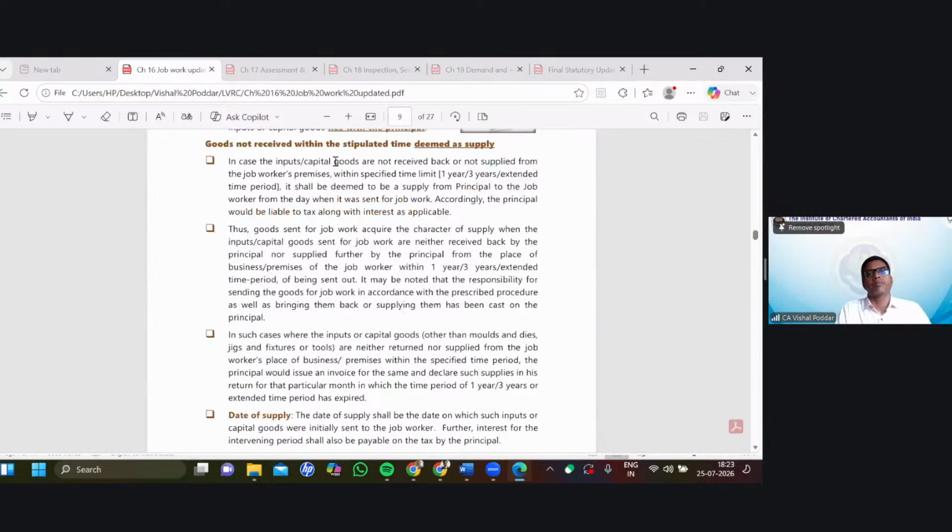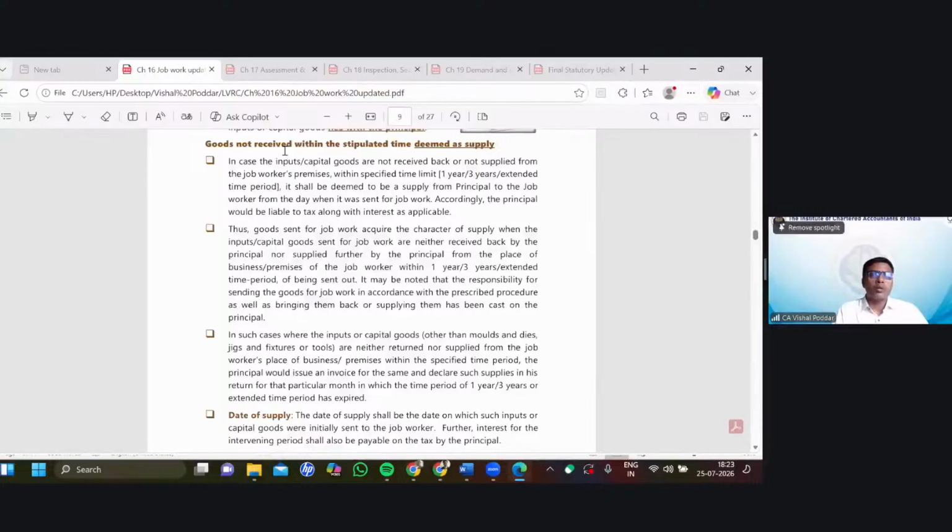Now, what will happen if the goods are not received back within the time limit of that 1 year or 3 years or the extension? We studied above that there was a requirement that you get back these inputs after processing within 1 year, or bring back your capital goods within 5 years with extension, without extension 3 years. So in such cases, a question may come, what would happen if you fail to do this?